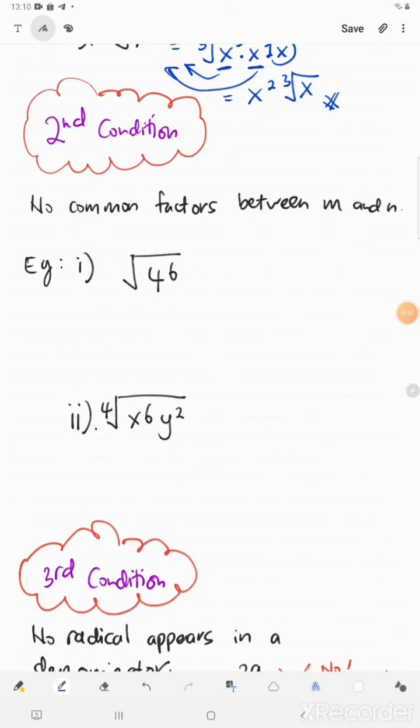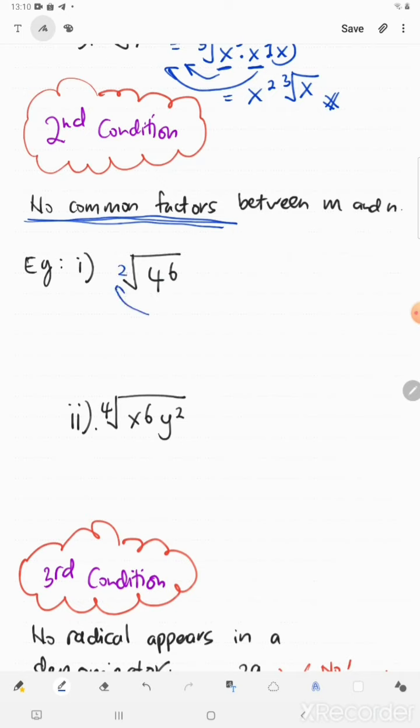Okay, this is condition number 2. No common factors between m and n. Okay, what is common factors? We can see here number 1. We have square root of 4 power of 6. We can see here if it doesn't state any value, it means this is 2.